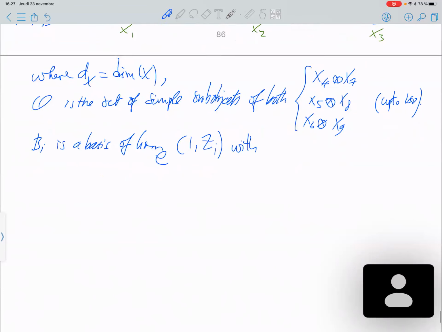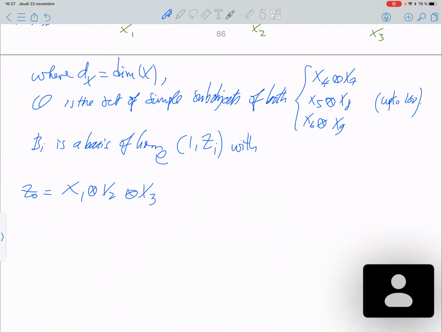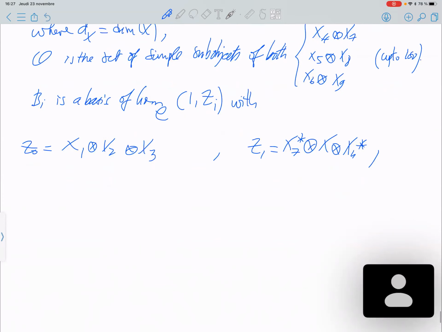With Z0 equal X1 tensor X2 tensor X3, Z1 equal X7 star tensor X tensor X4 star, Z2 equal X8 star tensor X tensor X5 star, and finally Z3 equal X1 star tensor X tensor X6 star.